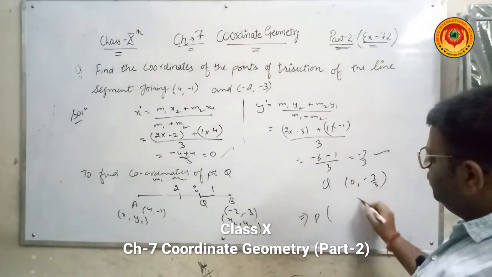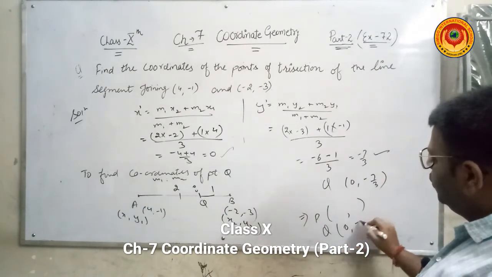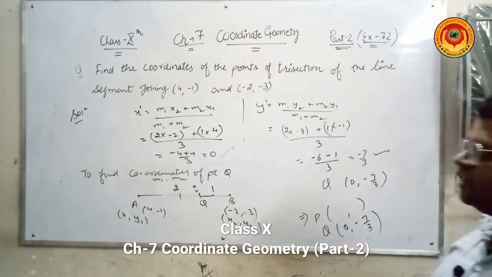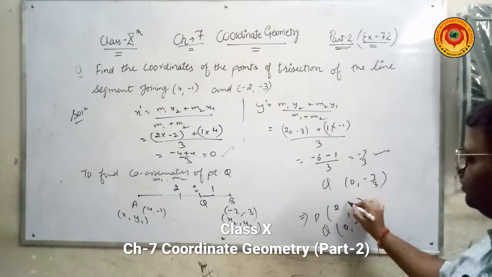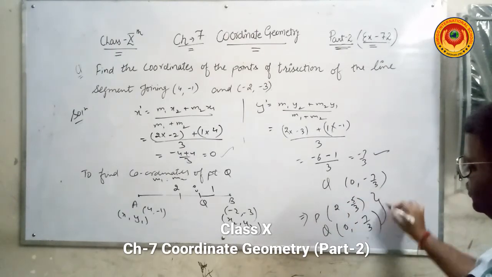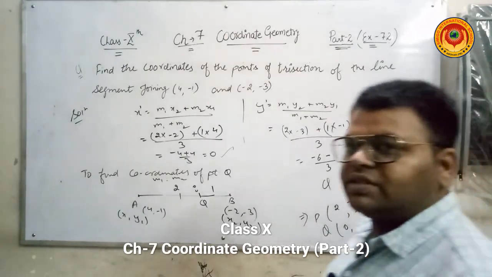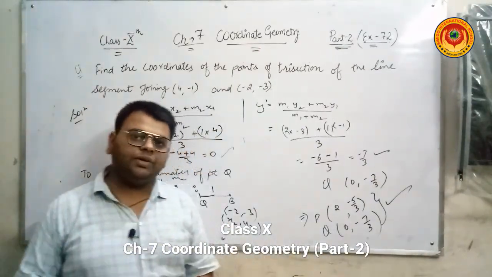So write down P coordinates and Q coordinates. Q coordinates are (0, -7 by 3), and what are our P coordinates? (2, -5 upon 3). So this is your required answer. So this is all about 7.2. I hope it's clear to you. So thank you.